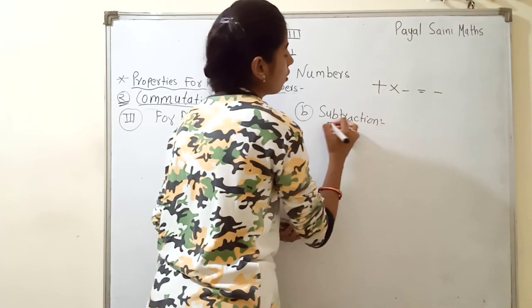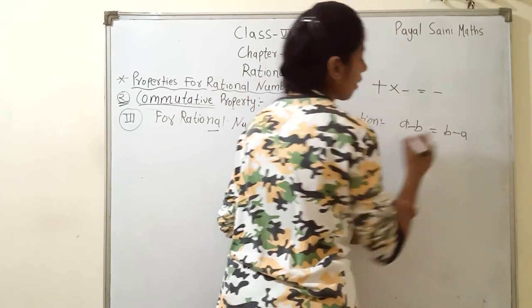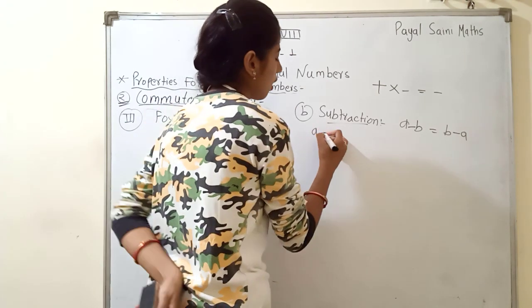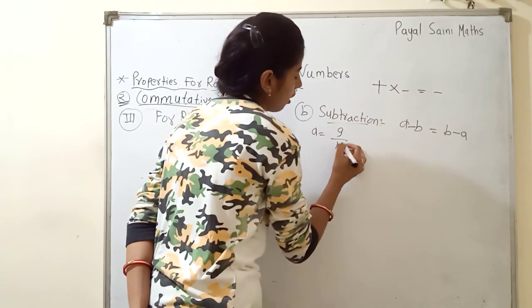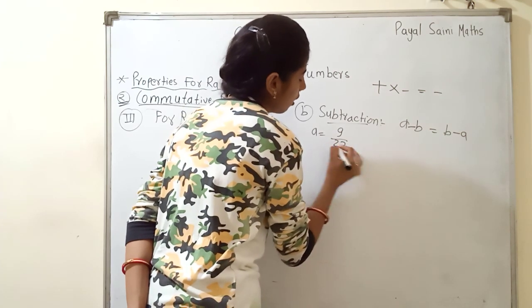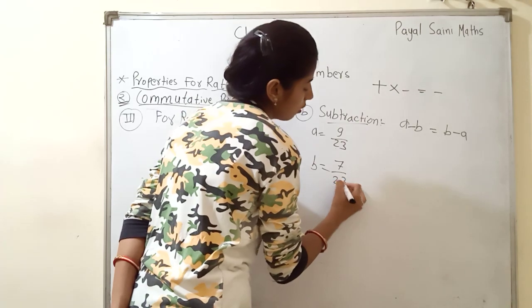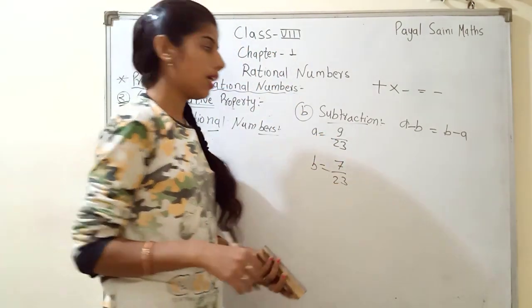For subtraction, a minus b is equal to b minus a. Now we prove this statement. For this statement, I write here a value is 9 by 23 and b value is 7 by 23.